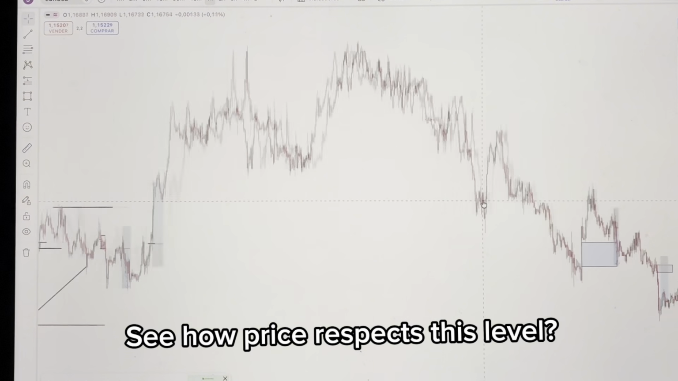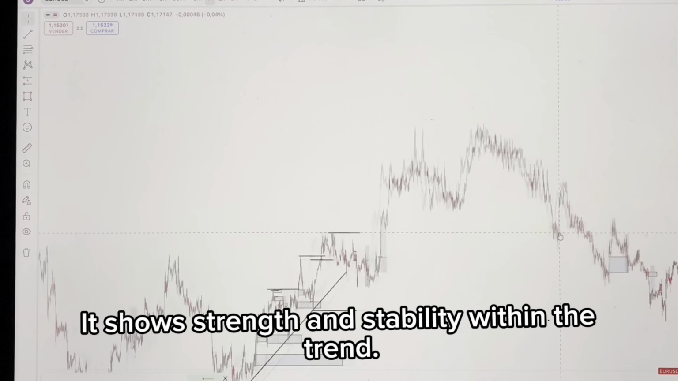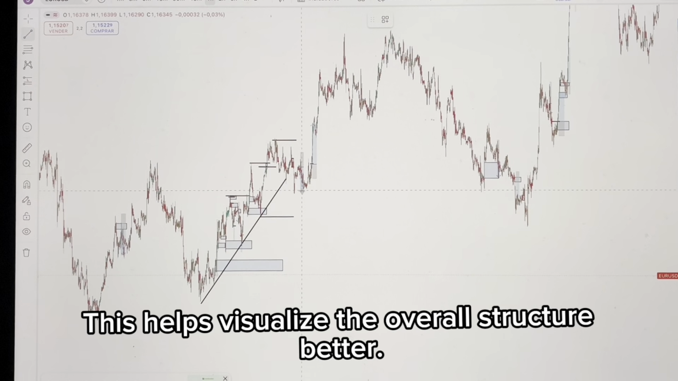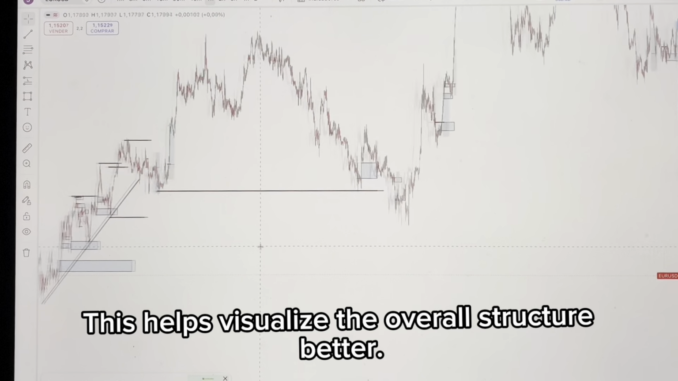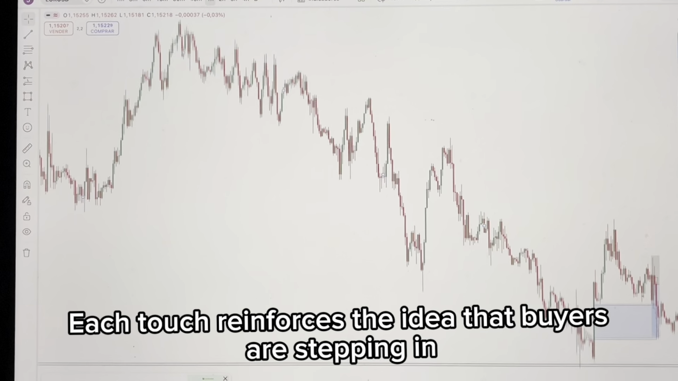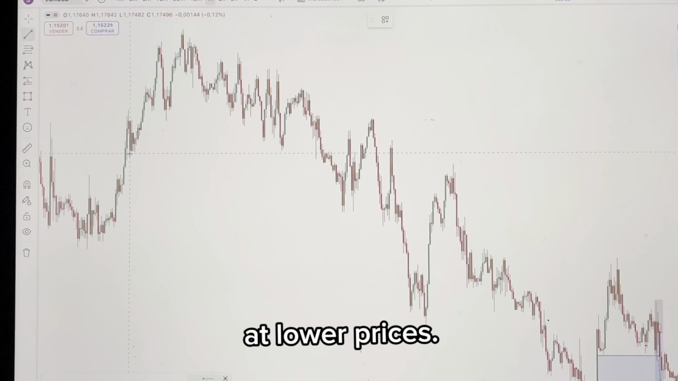See how price respects this level. It shows strength and stability within the trend. Let's add more context by drawing additional lines. This helps visualize the overall structure better. Look closely at those touches on the support line. Each touch reinforces the idea that buyers are stepping in at lower prices.